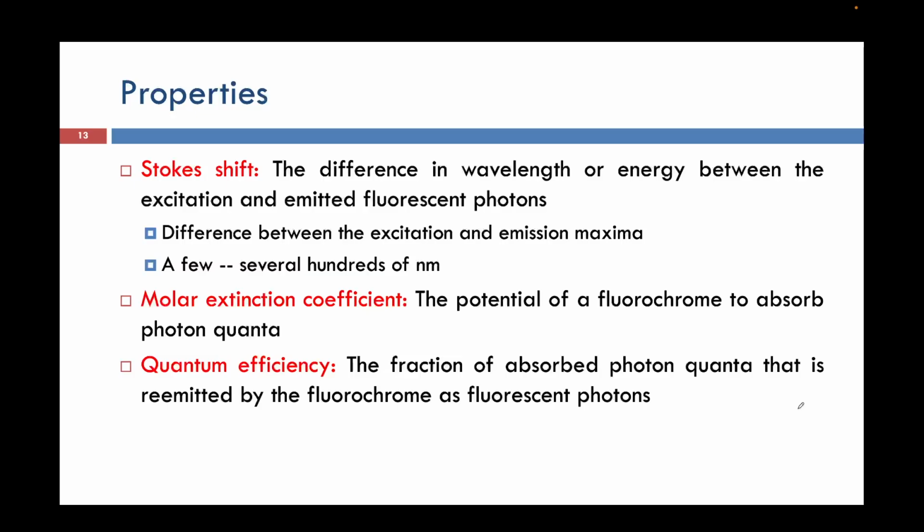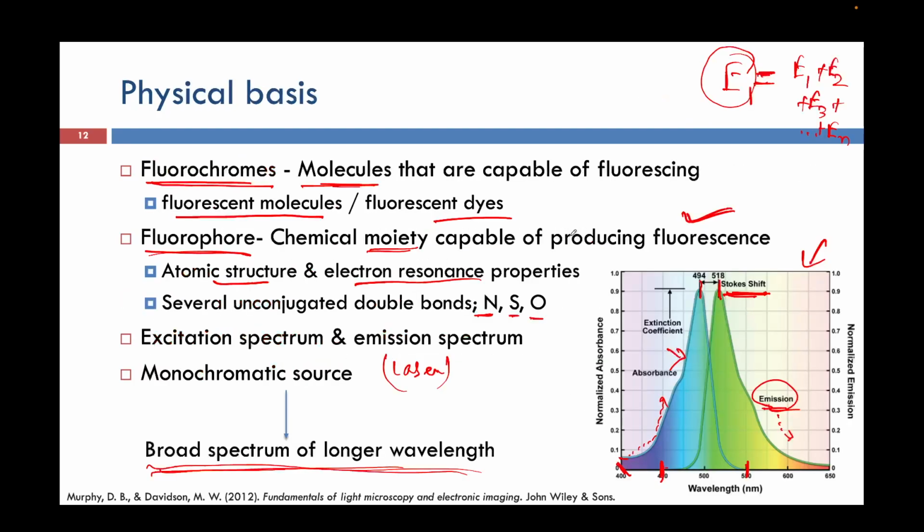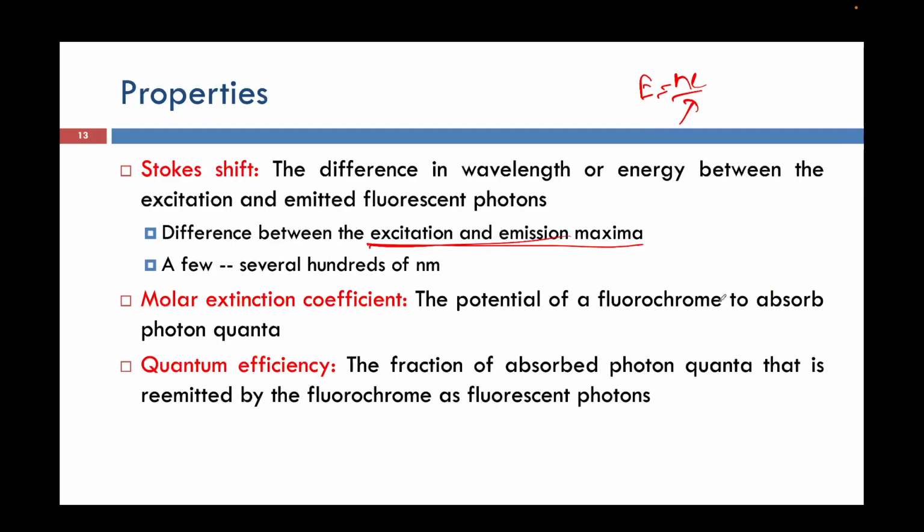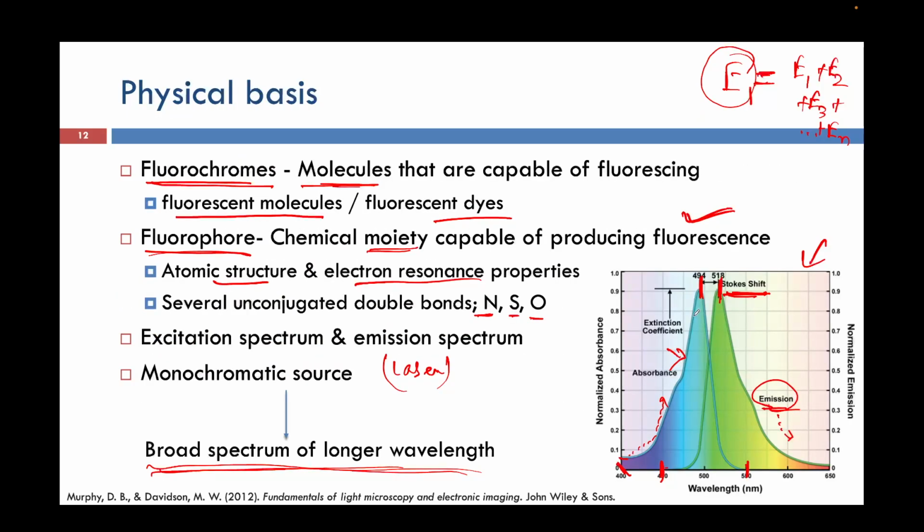And this is one of the properties of fluorescence related to fluorescence microscopy, that is the Stokes shift: the difference in wavelength or energy, because wavelength is associated with energy, between excitation and emission fluorescence. In practice, it is the difference between the excitation and emission maxima, meaning the peak here and the peak here. There is another term I want you to know, called the molar extinction coefficient. That means the potential of a fluorochrome. The fluorochrome is, if you remember, the molecule that is capable of fluorescing.